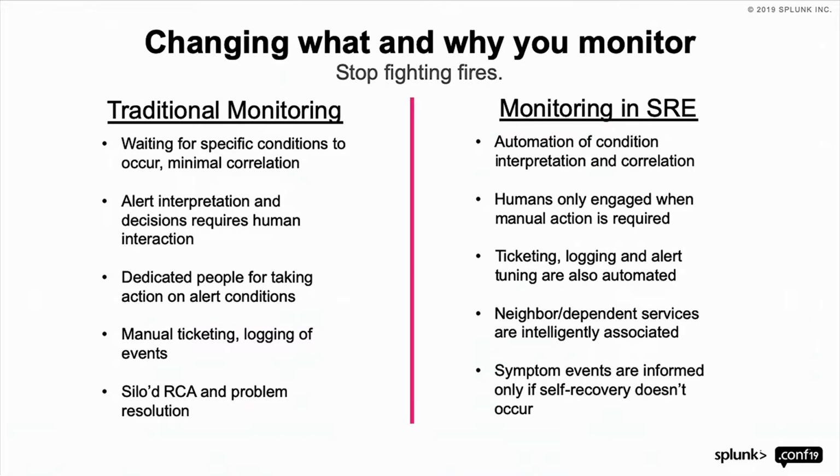So you want to reduce the amount of time that people are pivoting from fixing a problem to documenting and sharing information. You also need to know your neighbor-independent services, and those are intelligently aligned. You need to know if what you're seeing is a symptom or a cause. And symptom events are informed only if self-recovery doesn't occur. So if you have a deployment going out, you know that something's going to break for a little bit, but you expect it to self-recover, that's fine. You don't need to let anybody know unless that self-recovery doesn't happen.